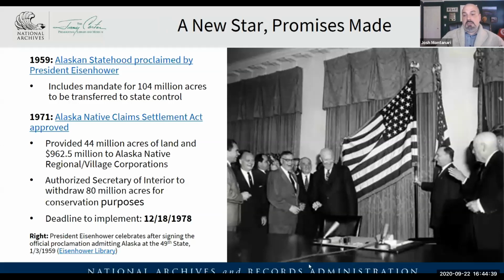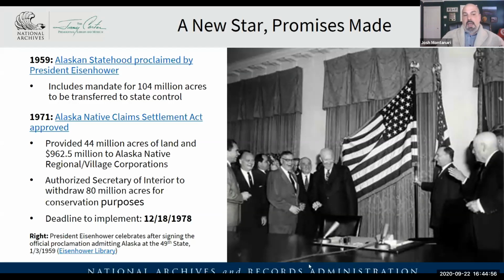When Alaska gained statehood in 1959, this agreement includes a mandate for 104 million acres to be transferred to state control for the state of Alaska to do with as it sees fit.